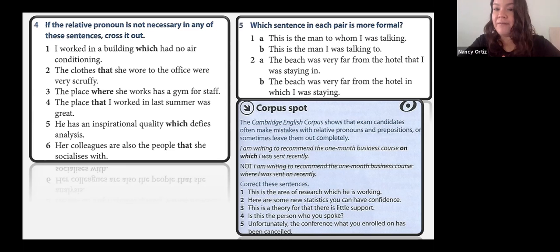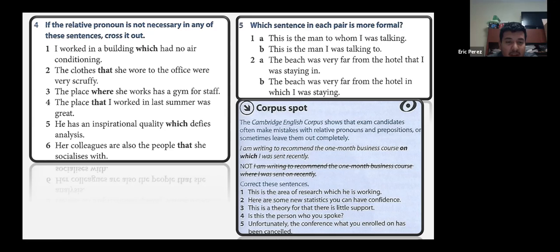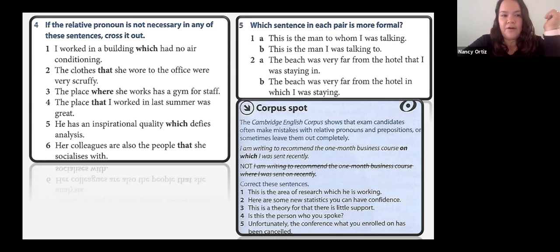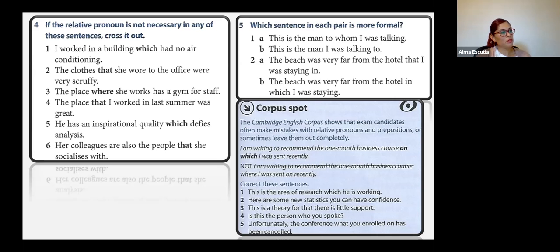Who was in charge of number five? It was a boy. Eric, no? It's me. Sorry, I had my mic off. He has an inspirational quality which defies analysis. I didn't cross it out. Okay, this one is needed, correct. Final one. Her colleagues are also the people that she socializes with. I cross the word. Exactly, that is not needed. Correct, okay, you're getting there.